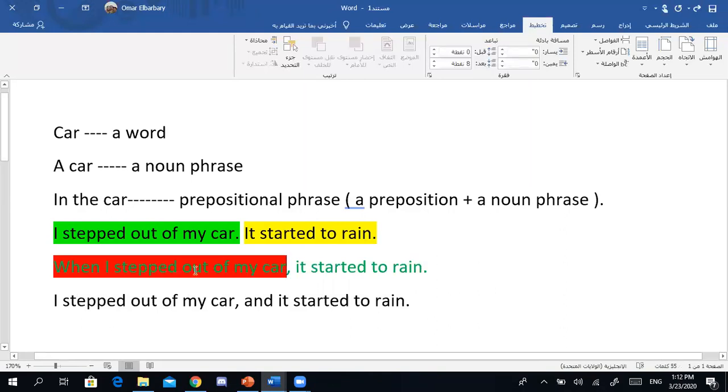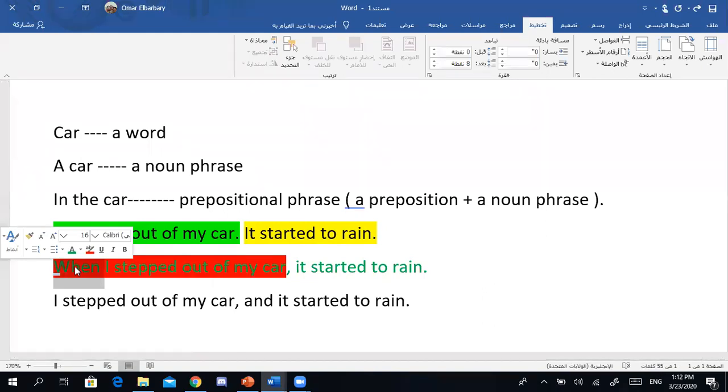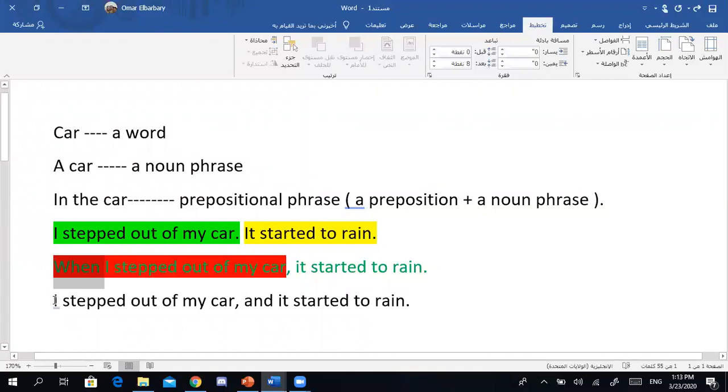The first part of the sentence is the subordinate clause or time clause. The second part of the sentence is called the main clause, as it can stand alone. But this part of the sentence, the one highlighted in red, cannot stand alone. All right, boys? Do you understand? So it's a complex sentence. We call this sentence a complex sentence because it has the conjunction when.